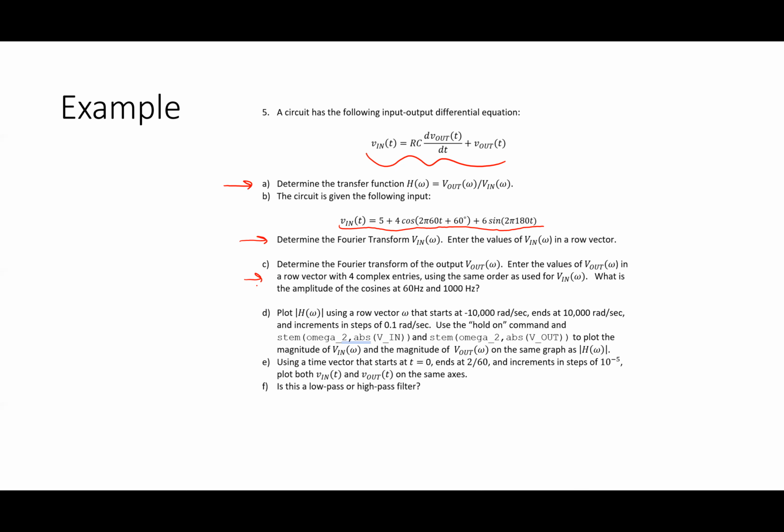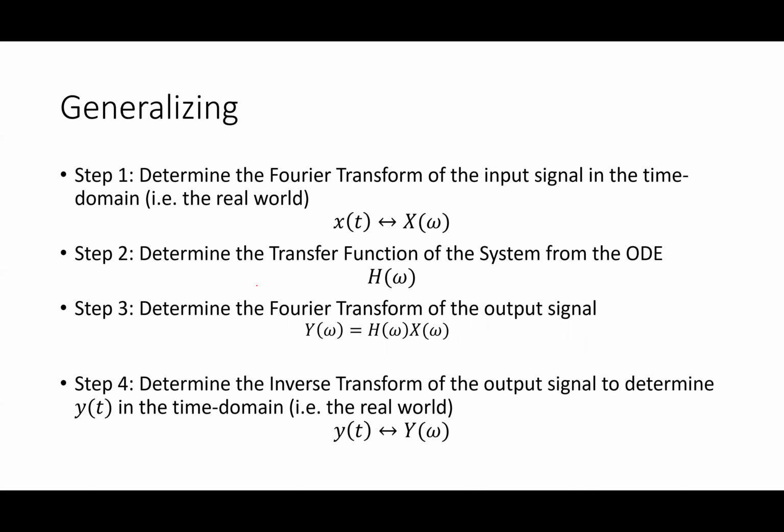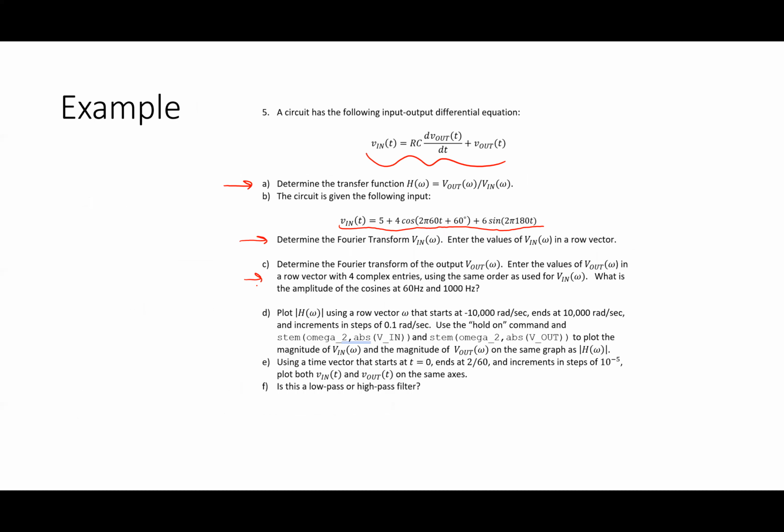So let's go through the process, and I want to follow it through, not necessarily in the order that I asked the questions, but in the order of these steps. So the first thing I want to do is say, given my input, I want to figure out its transform. So Vin of t is 5 plus 4 cosine(2 pi 60t plus 60 degrees) plus 6 sine(2 pi 180t). So I've got to figure out what his Fourier transform is.